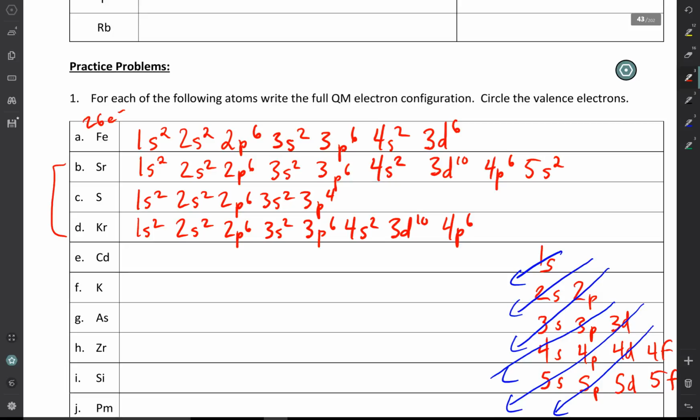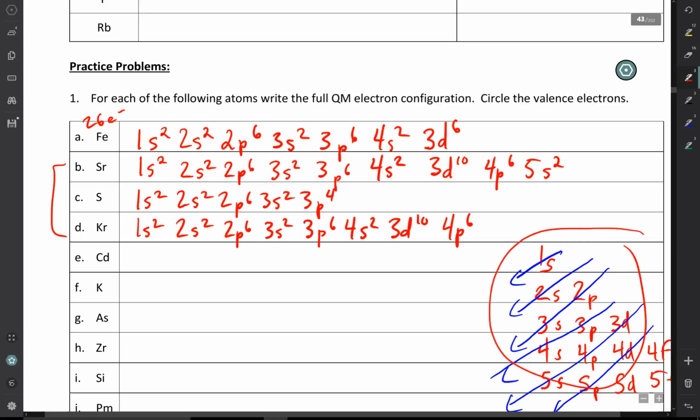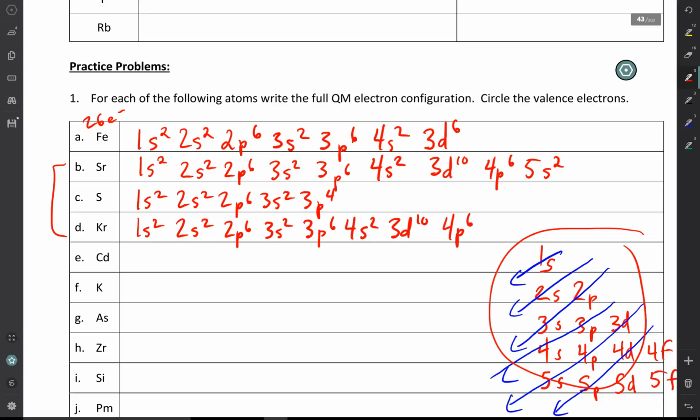So I walked through and I finished questions B, C, and D. They all start out the same way, that 1s2, 2s2, 2p6, 3s2, so on and so forth. And it's just really a matter of using your filling chart and keeping track of the electrons and making sure that you're not adding too many or too few per each sublevel. So if you need to, pause the video and check your work.